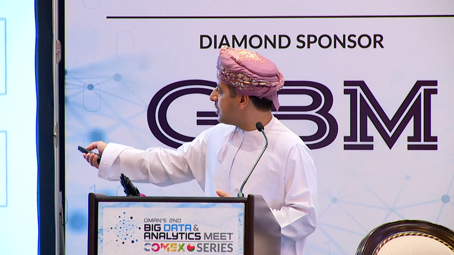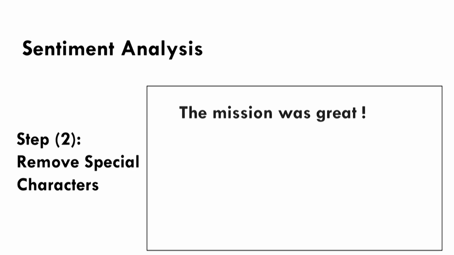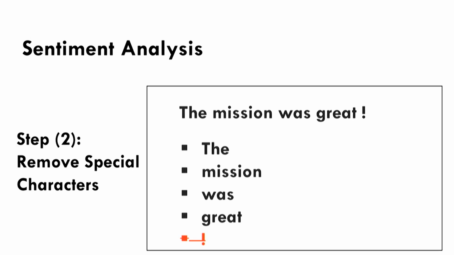So let's see what will happen in the classifier itself in detail. The classifier, first of all, will tokenize the sentence. "The mission was great." That means it will cut the sentence into words: the, mission, was, great. The second part, it will remove the special characters. That means any type of special character will be removed. The third part is to remove the stop words. For example, the, was, is, any such word will be removed.